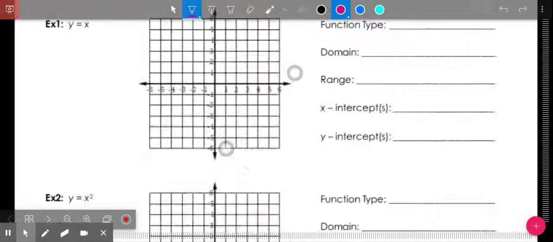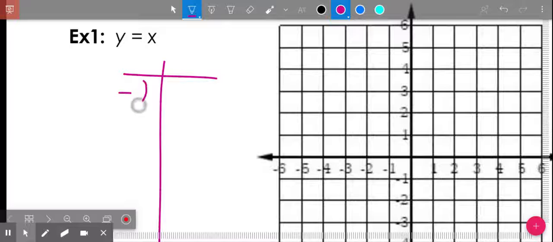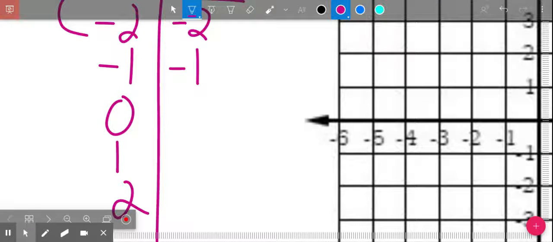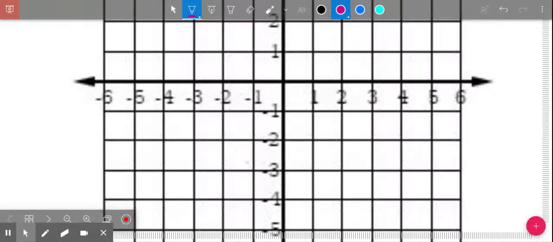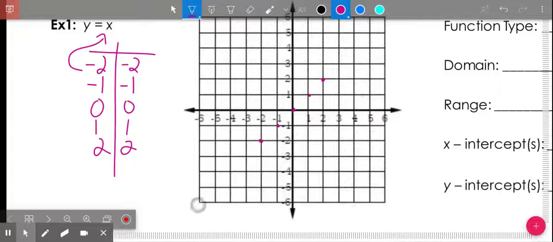So looking at the first one, we have y equals x. If I make my input and output table to go with this, we still have -2, -1, 0, 1, and 2. We plug these into our inputs, and since y is equal to x, that means everything's going to match. So I'll have -2, -2, -1, -1, 0, 0, 1, 1, and 2, 2. I'm going to plot all my points and connect my dots. And we have this nice, perfectly straight line.